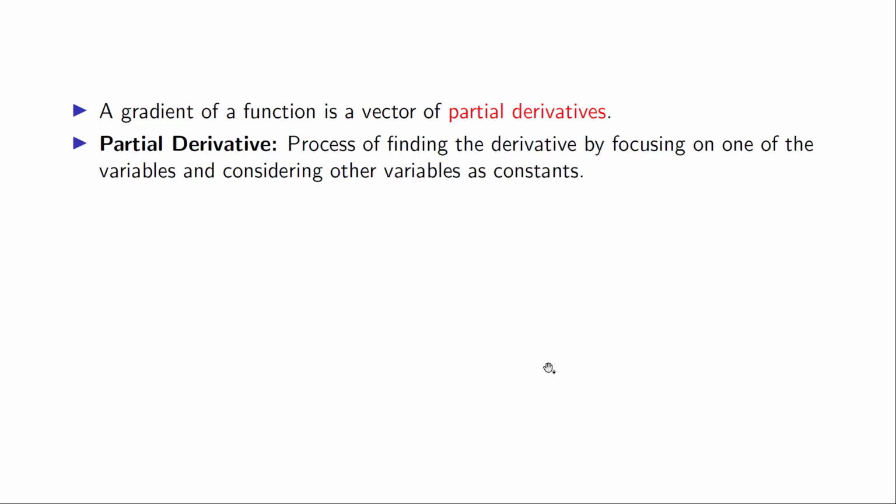So, what exactly is a partial derivative? It is the process of finding the derivative by focusing on one of the variables and considering the other variables to be constants. If there are, say, three variables, we compute the partial derivatives with respect to each of these variables, say x, y, z. When we focus on x, we consider that y and z are constants. When we focus on y, we consider x and z to be constants. And similarly, when we focus on z, we consider x and y to be constants.